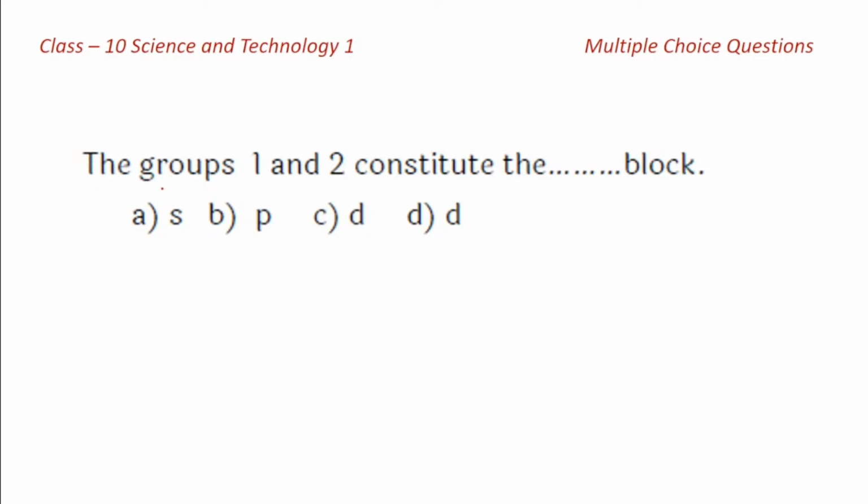Next question, the groups 1 and 2 constitute the dot dot block: S, P, D or F. So the correct answer is option A. The groups 1 and 2 constitute S block.